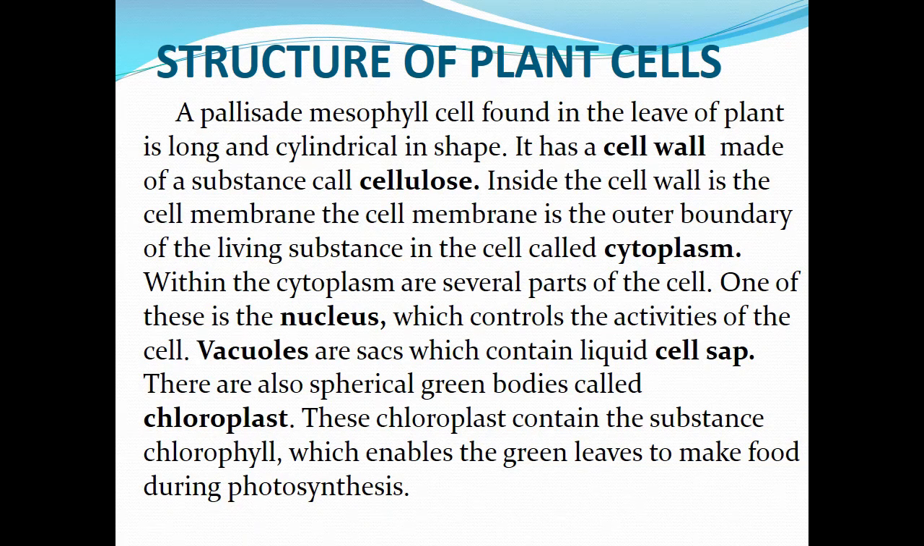Cellulose is contained in the cell wall. There are also spherical green bodies called chloroplasts inside the cytoplasm. Apart from the nucleus and the vacuoles, the next thing we have is the spherical green bodies called chloroplasts. These chloroplasts contain the substance chlorophyll, which enables the green leaves to make food during photosynthesis.